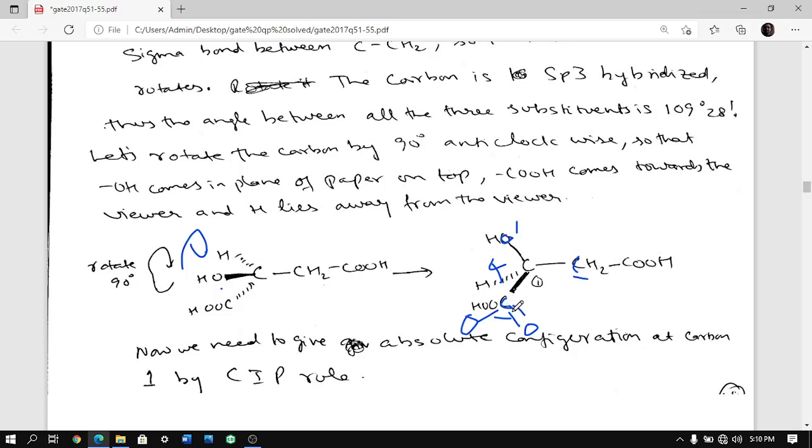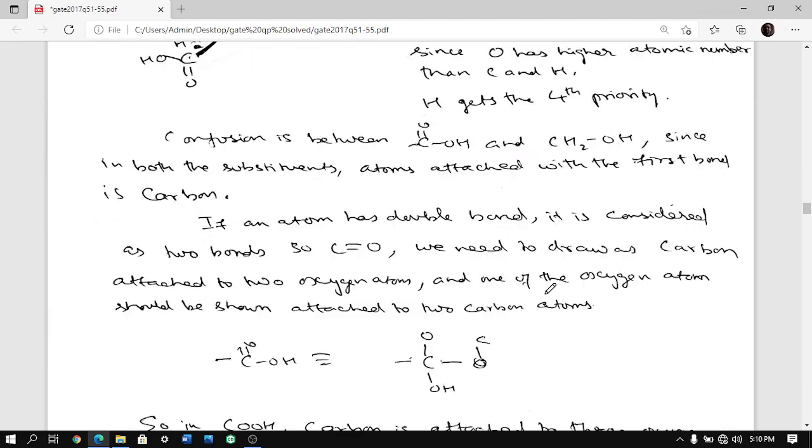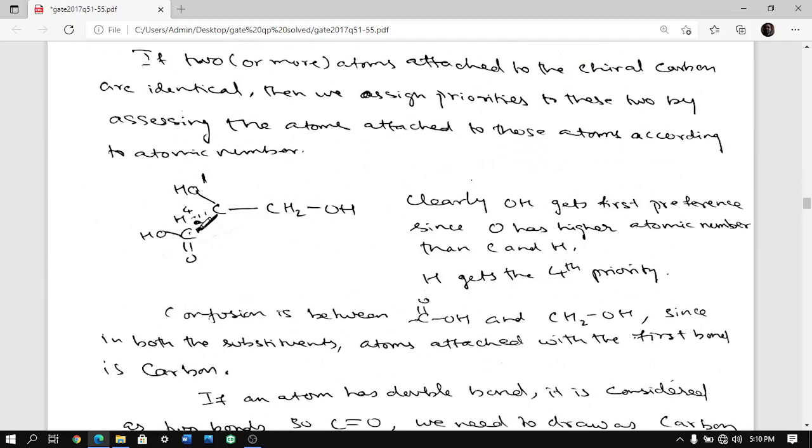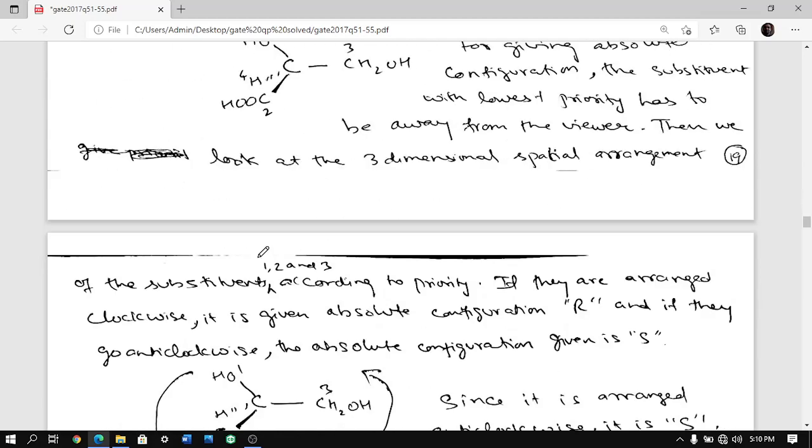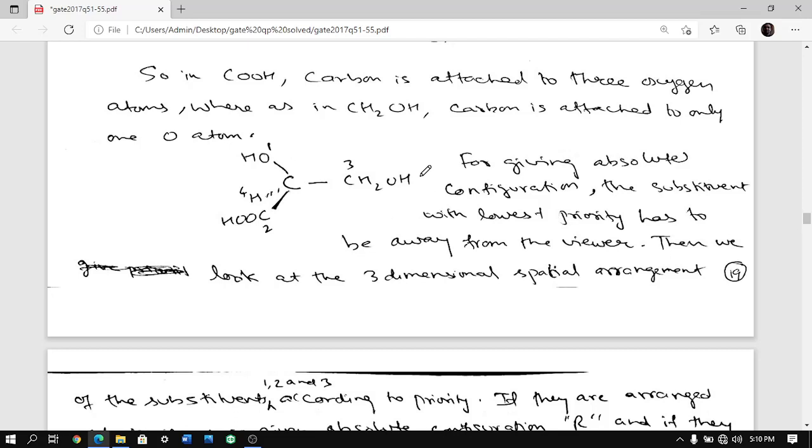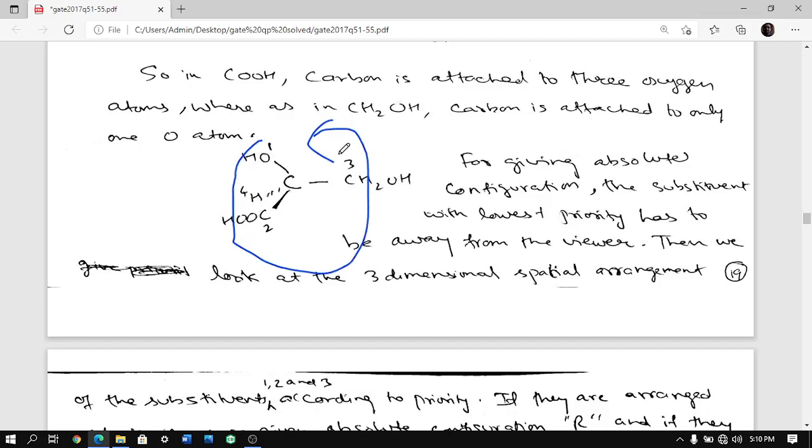So of course we go step by step. First was oxygen, we could not decide between the carbons. Next, here is oxygen, here there is carbon as the highest. So this one gets second preference and this one gets third preference. Now when you are having this 1, 2 and 3, so fourth is away from the viewer. Look how it is spatially arranged. So 1, 2 and 3, it is going anti-clockwise.